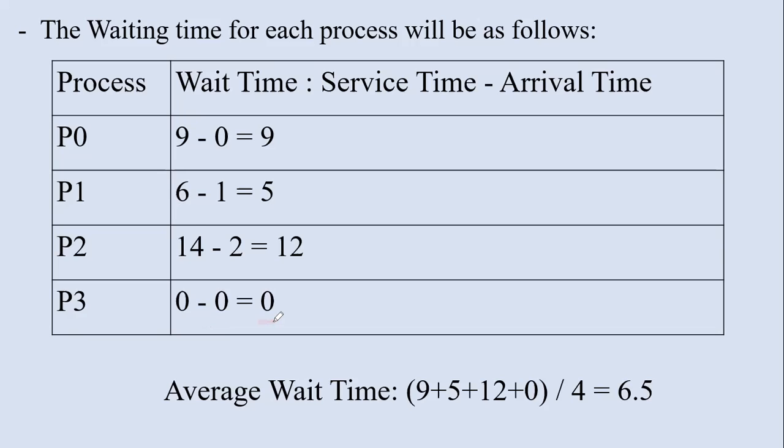So simply put, in this case, process P3 will have the shortest waiting time, followed by the second one, which was according to the order of priority, that is P1, then P0, and the last process will be P2. The average waiting time for this system is 9 plus 5 plus 12 plus 0. Then the figure that you get, that is 26, divided by the number of processes in the system, that will give 6.5.